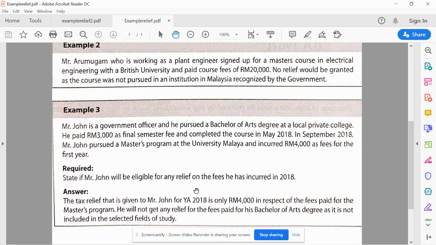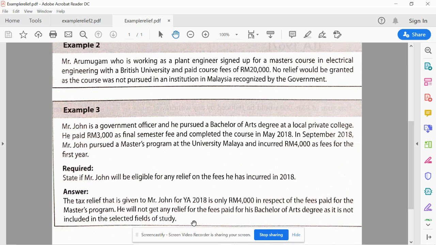State if Mr. John would be eligible for any relief on the fees he has incurred in 2018. Right, so for 2018, only 4,000 ringgit in respect of the master's program. He will not get any relief for the fees paid for his Bachelor of Arts degree as it is not included in the selected field of study.